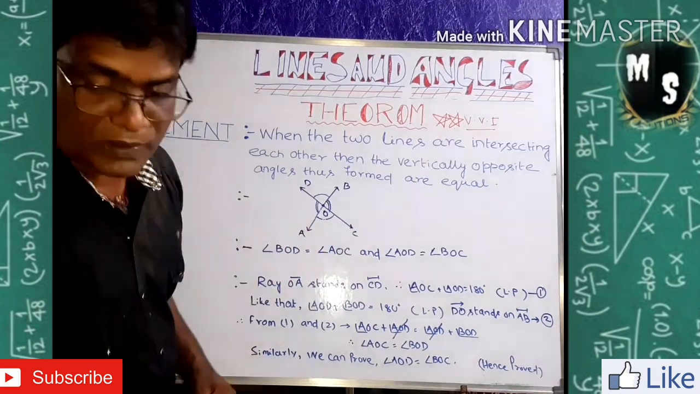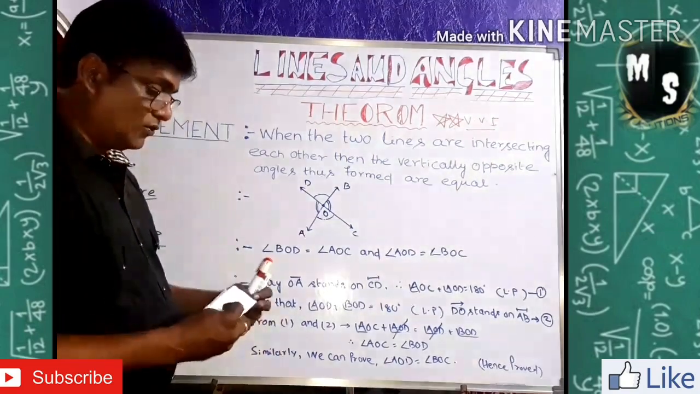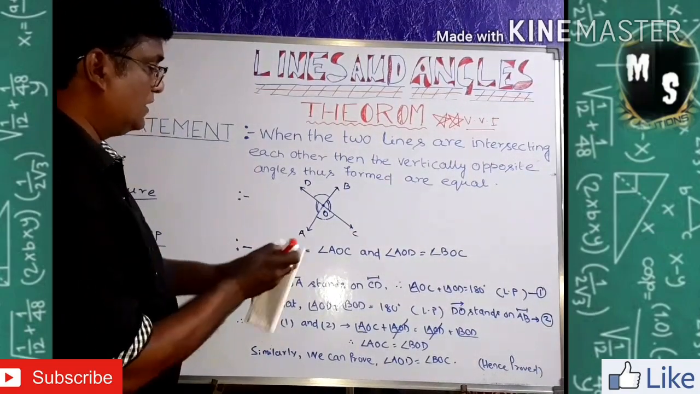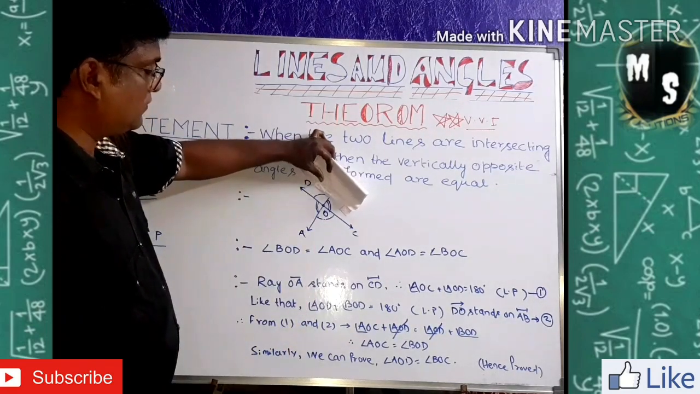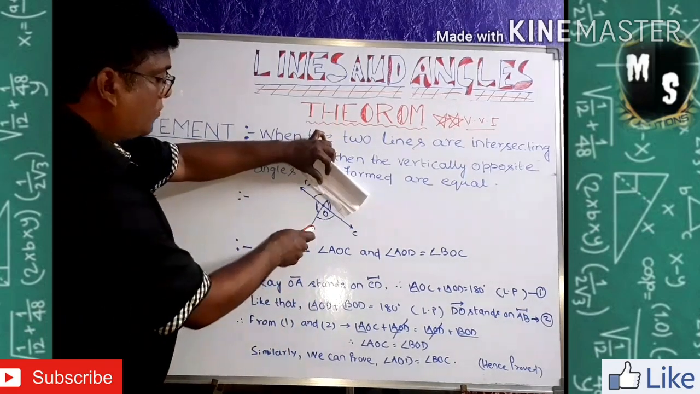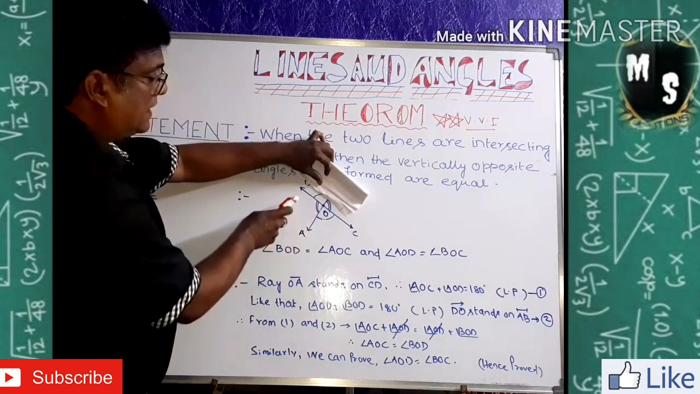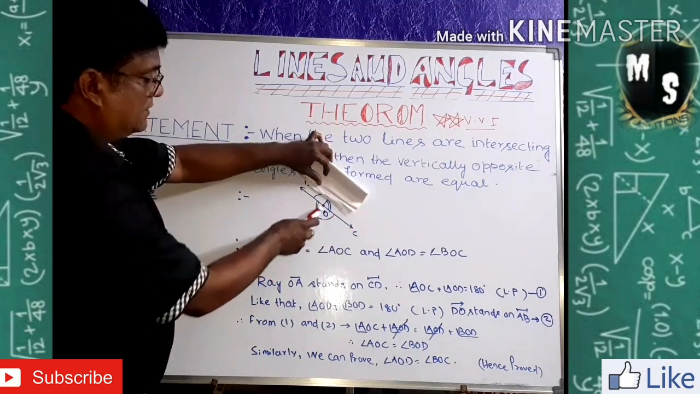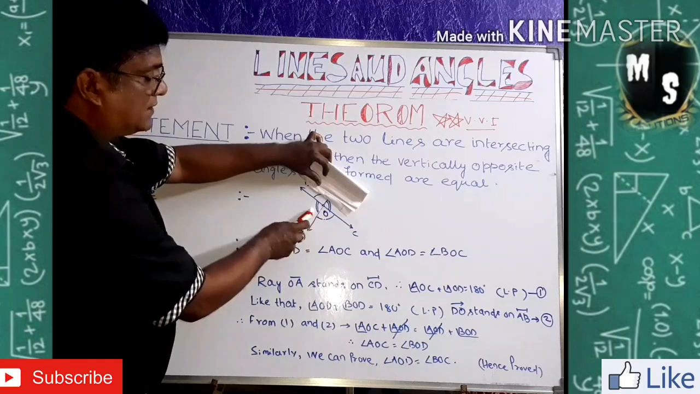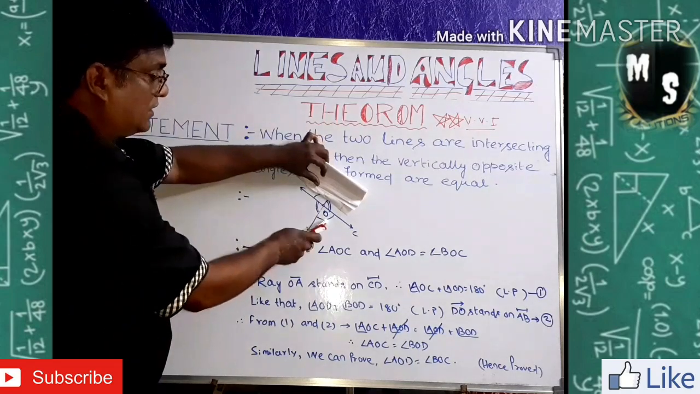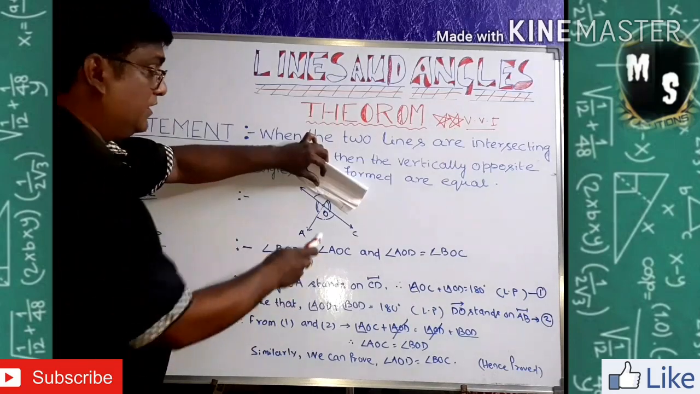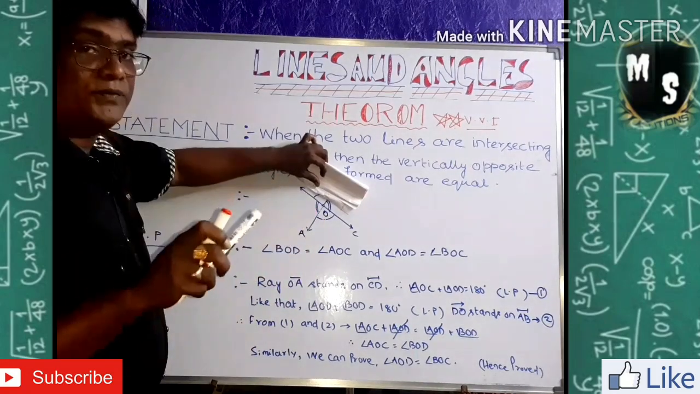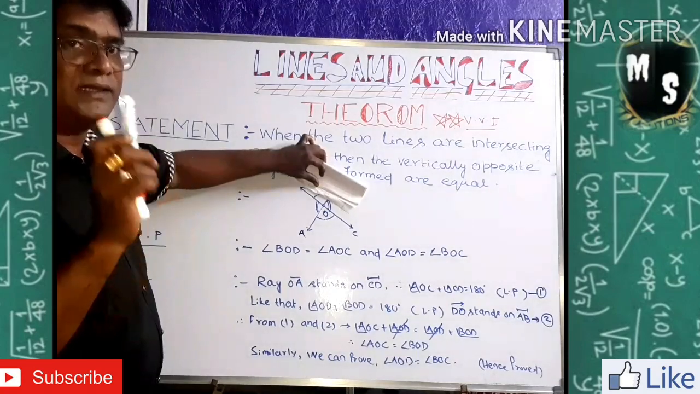So which part did I not take? This part I did not take. Now it is very easy to understand for all of you. See now, OA is standing on CD. So what are these two angles? This is a pair of angles adjacent to each other, and these two angles are called linear pair angles. When you add these two angles, what will it give you? 180 degrees. That I wrote here.